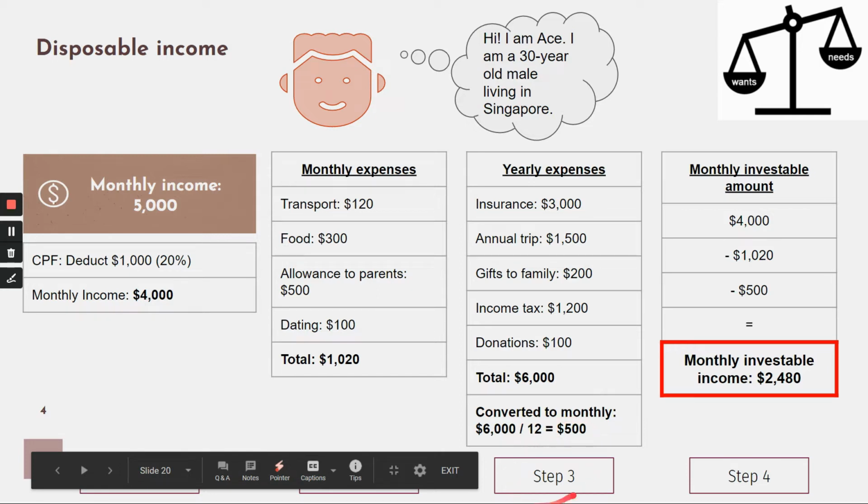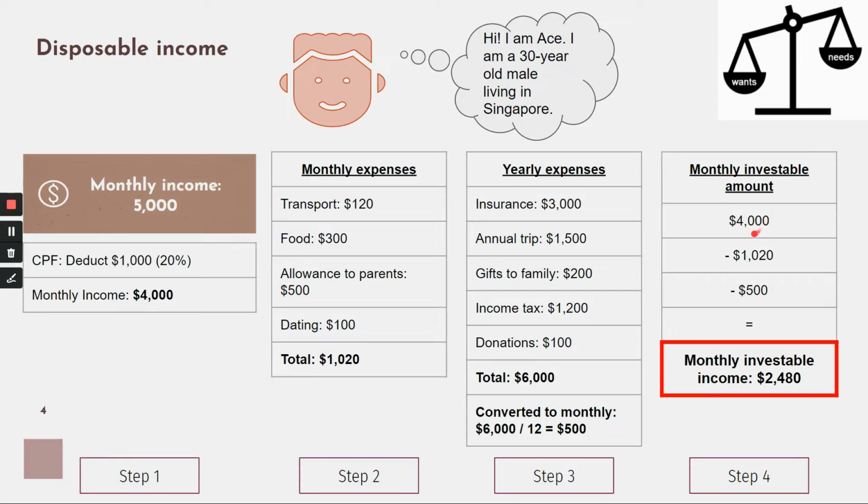So moving on to the last step, we take the amount of salary after CPF, $4,000, deduct $1,020 and $500, and this gives us the monthly investable amount of $2,480 for Ace.